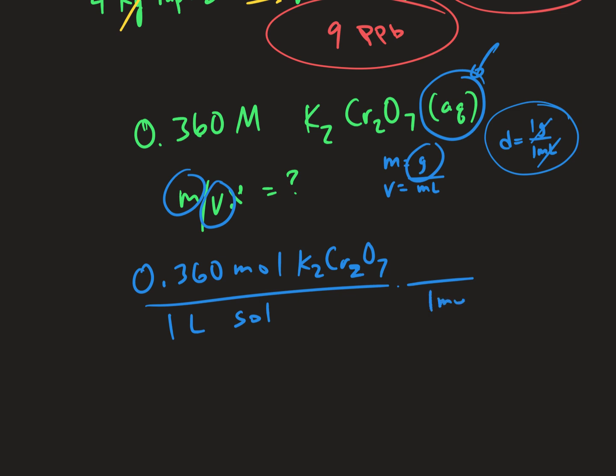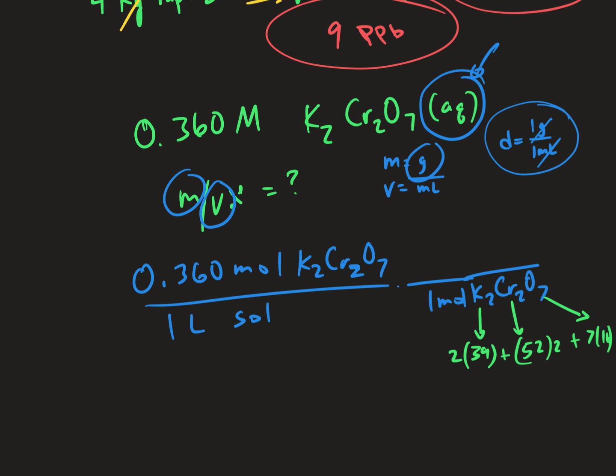So if we have 1 mole of potassium dichromate, what's the mass of that? Potassium is 39. And we've got to multiply that by 2. Chromium is 40? 52, I was way off. Okay, I was thinking something else. That's why you don't try to memorize this, guys. Use your periodic table. Times 2 plus oxygen is 16 multiplied by 7, right?